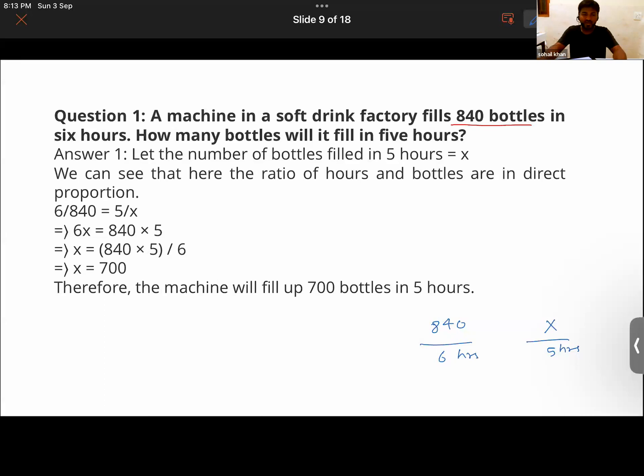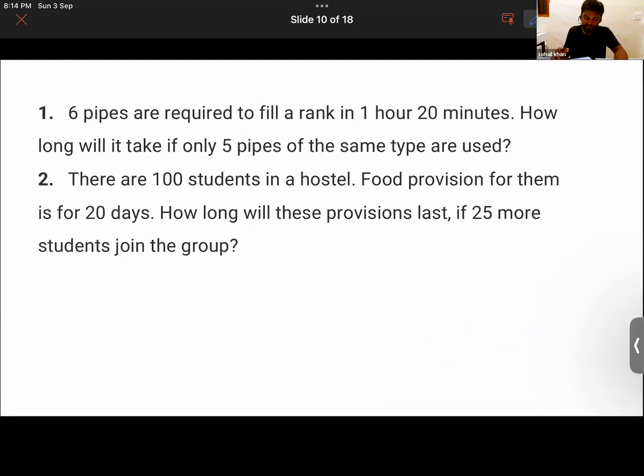We will move on to the next question. Since the solution, it is 700 bottles. Getting it? That is 6x equals 5 into 840. That is x equals 6 into 140, 6 multiplied by 140 equals 840, and then multiply by 5. That is 700 bottles will be manufactured in 5 hours.